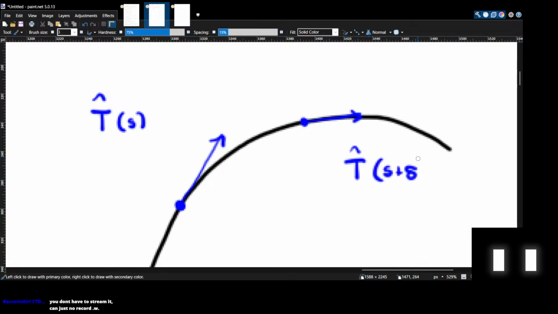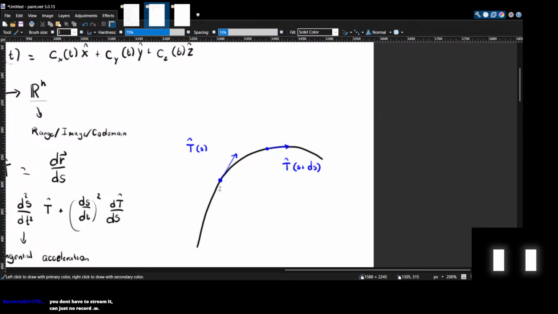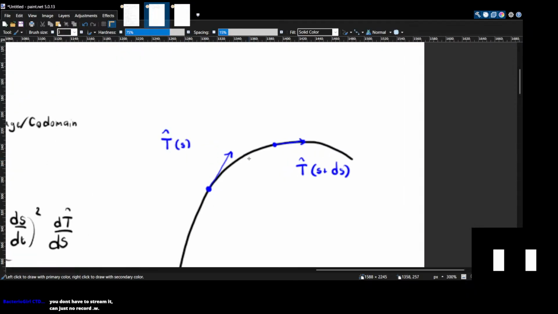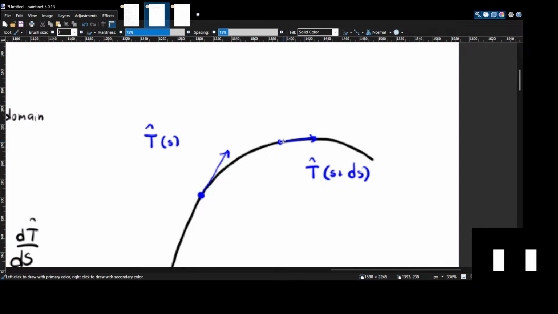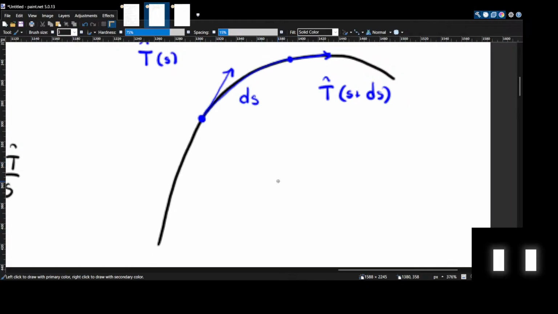S plus delta s, s plus ds. So as you can see here, as we move along the curve, this is the curve, and then over here the tangent vector is this thing, t of s. But then as you move further, the tangent vector changes. Here I exaggerated the change quite significantly, but basically as you move along this line, the length being ds, the tangent vector changes along that line. In fact, the change of the tangent vector is the normal vector.